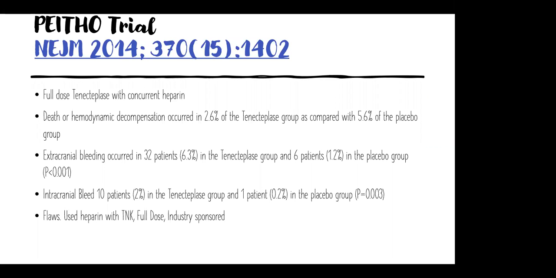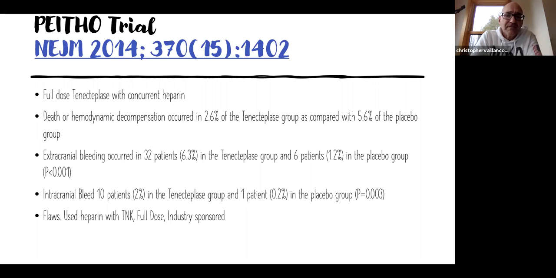So the price was a lot of bleeding. Not a lot of bleeding, but certainly more bleeding in the TNK group versus the placebo heparin group. And most importantly, there was a 2% rate of intracranial bleeding versus 0.2% in the placebo heparin group. The flaws of the study, again, mostly had to do with why they used full dose TNK when there had been some evidence, at least 4 or 5 years before this, that half dose TPA was safer and just as effective. So there was an issue of that.